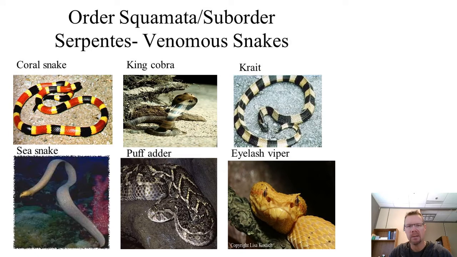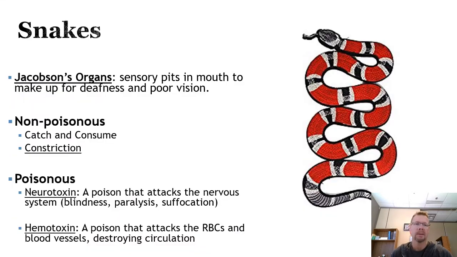Our serpentines are venomous snakes. Let's talk a little bit about those nasty creatures. Coral snakes, cobras, kraits are venomous, as are the viper, the adder, and the sea snake. Of course, the viper in our area would be what? A rattlesnake, right? Let's talk a little bit about that, though.